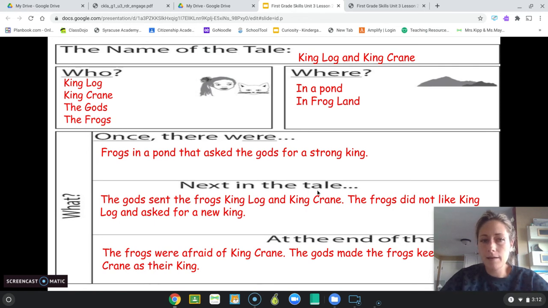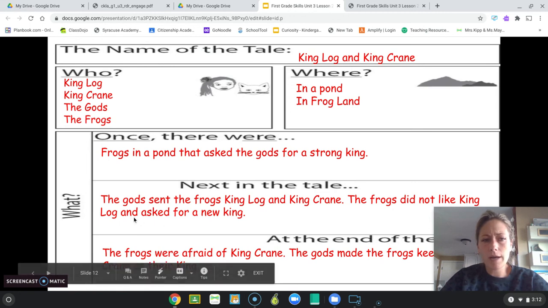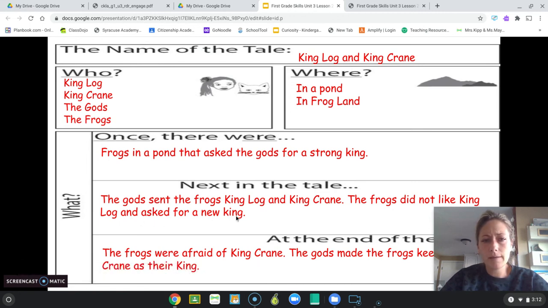Next in the tale, the gods sent the frogs King Log and King Crane. The frogs did not like King Log and asked for a new king. At the end of the tale, the frogs were afraid of King Crane. The gods made the frogs keep King Crane as their king.